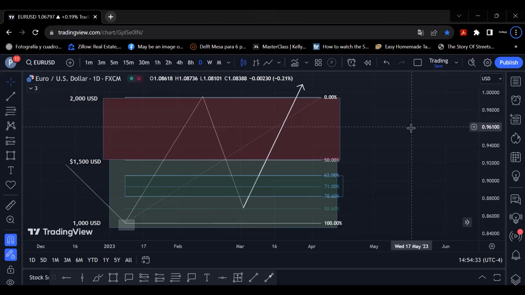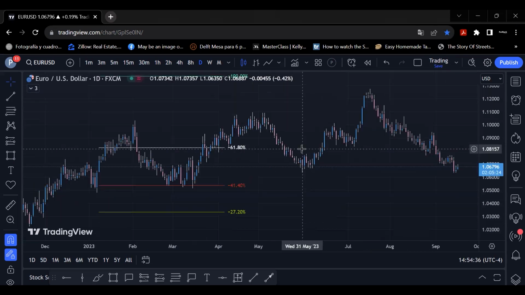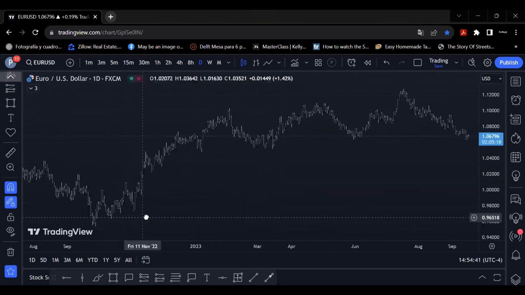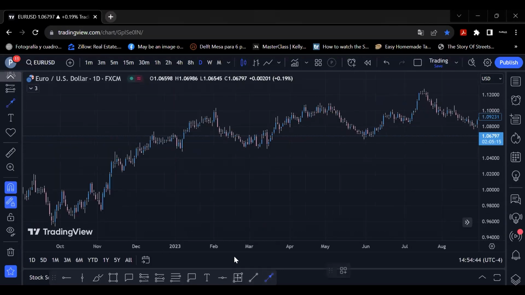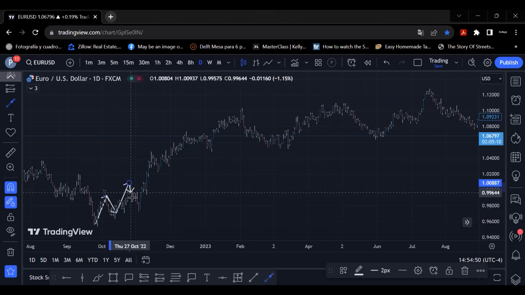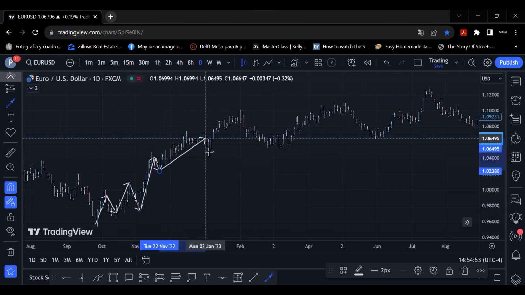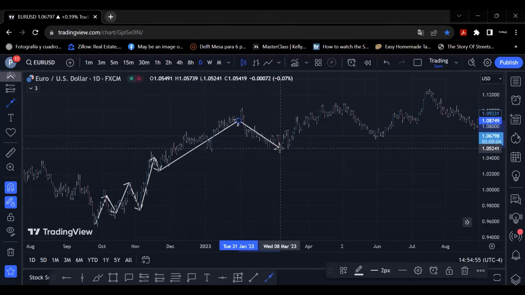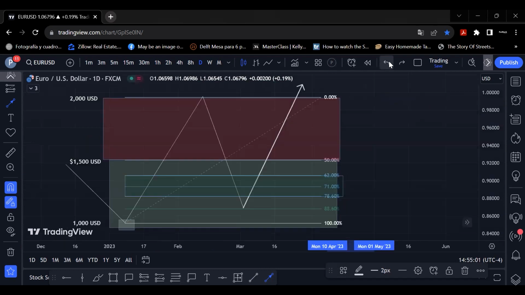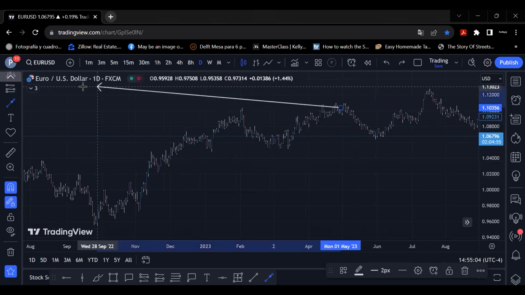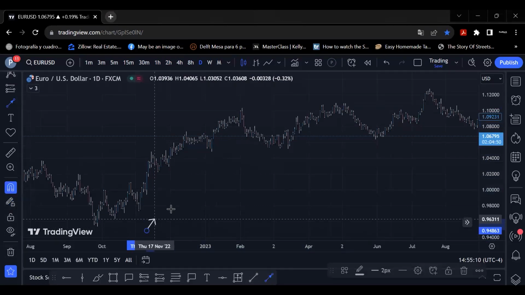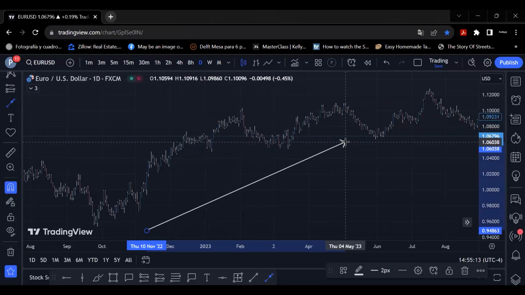So let's combine the fib tool with some of the information that I gave you guys in the previous videos. If you understand market structure, in an uptrend we make higher highs, higher lows, higher highs, higher lows, and so on. So we can clearly see that we're in an actual uptrend, as we see in this example.